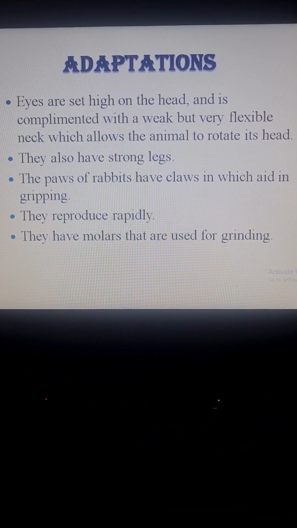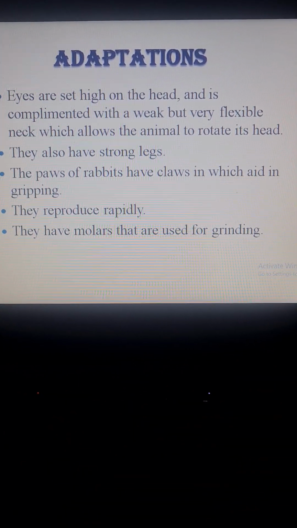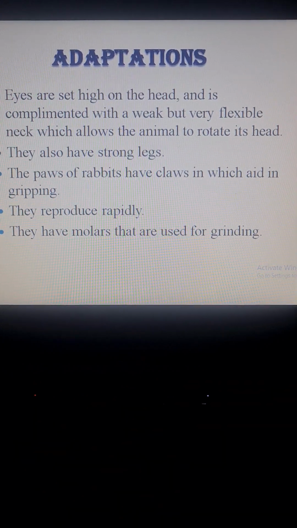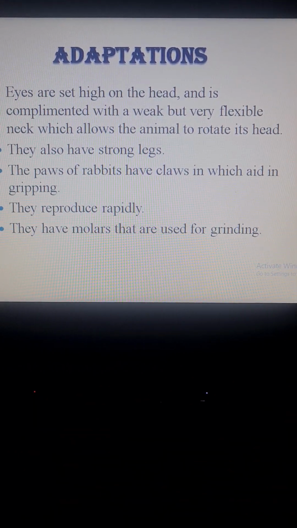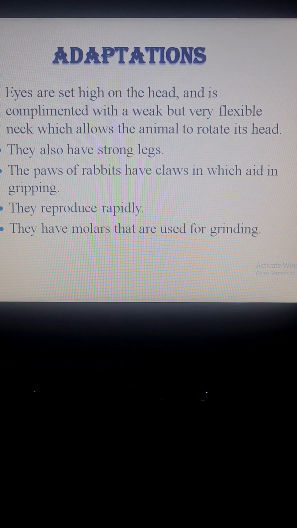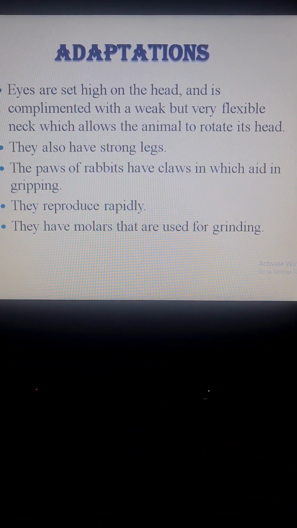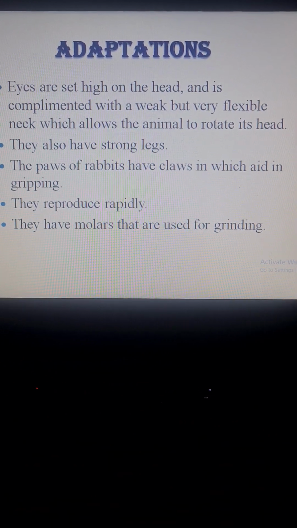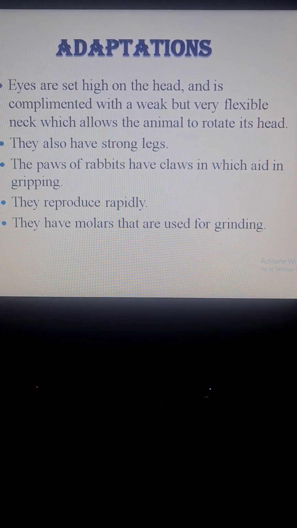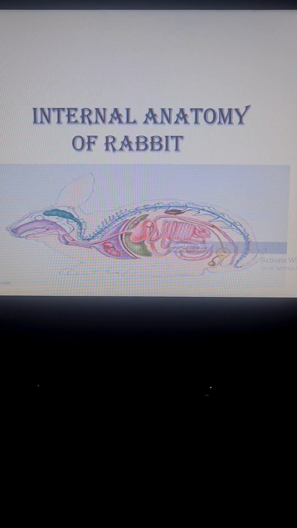Adaptation: eyes are set high on the head and are complemented with a weak but very flexible neck, which allows the animal to rotate its head. They also have strong legs. The paws of rabbits have claws which aid in gripping. They reproduce rapidly. They have molars that are used for grinding.